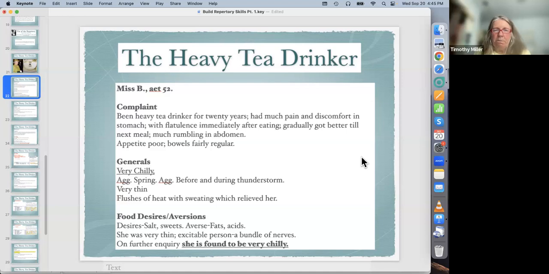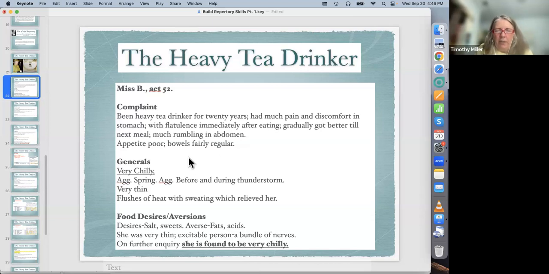Complaint. She's been a heavy tea drinker for 20 years, had much pain and discomfort in the stomach with flatulence immediately after eating, gradually got better till next meal, much rumbling in abdomen, appetite poor, bowels fairly regular. Now, again, the breakdown of this case is as given by the teacher in this case, Margaret Tyler.